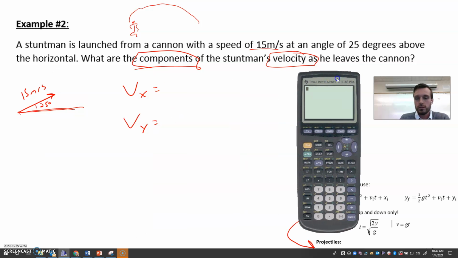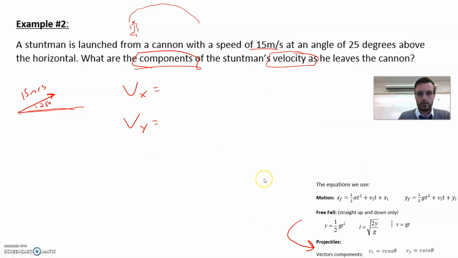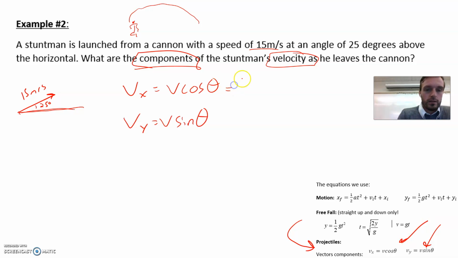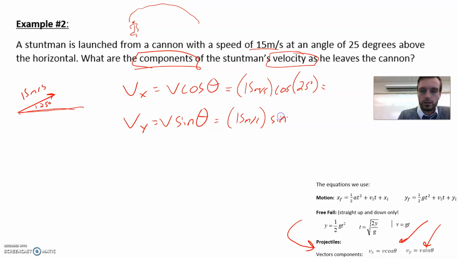So let's see what our answers are. For the Vx, if we look at our equations down there, oh, it cut off my equations. Oh no, there it is. Vx it says is V cosine theta, and Vy it says is V sine theta. When I say it says, I mean the equation right down here, which is also found on your equation sheet. And V is for the velocity, so that's 15 meters per second. Cosine of 25 degrees. And then this one is 15 meters per second, sine of 25 degrees.